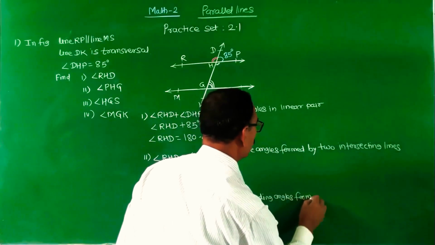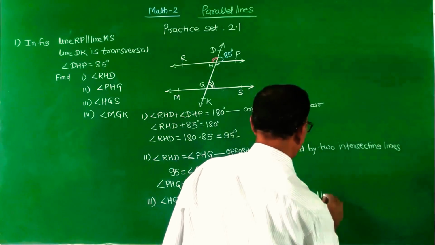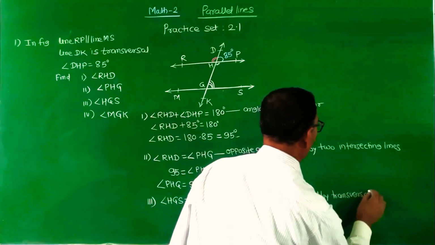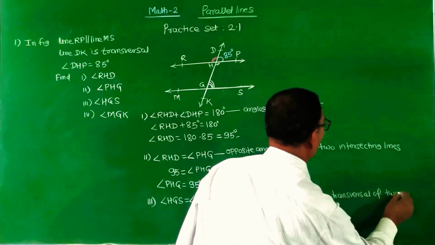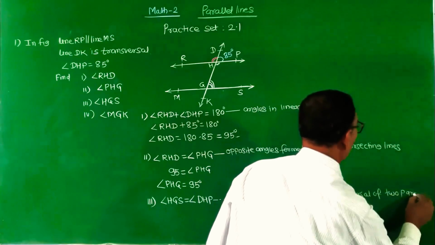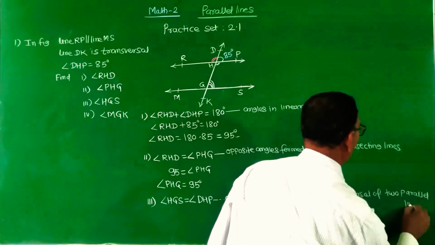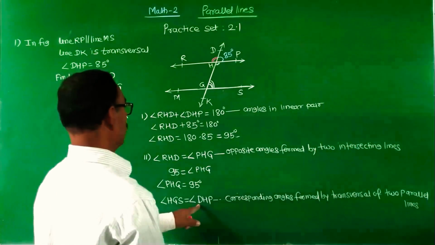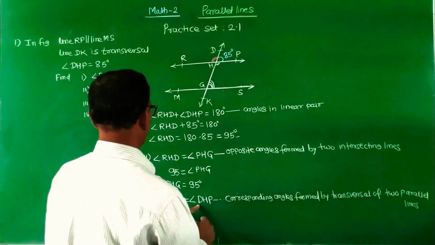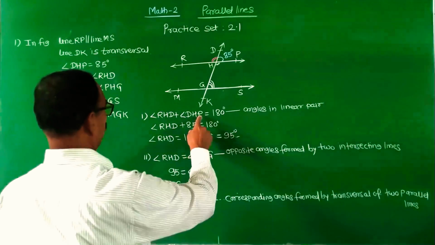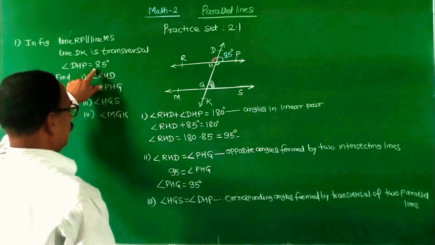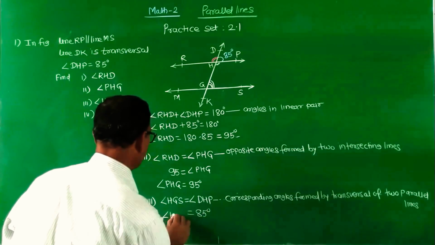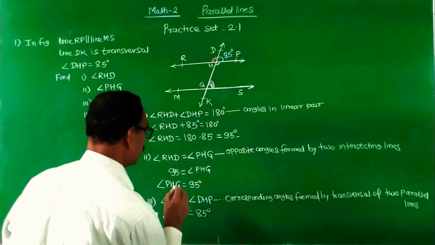formed by a transversal of two parallel lines. So we know that angle DHP is 85 degrees. So angle HGS is also 85 degrees.